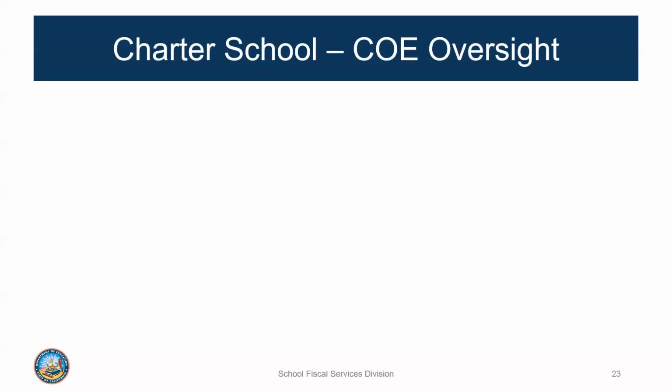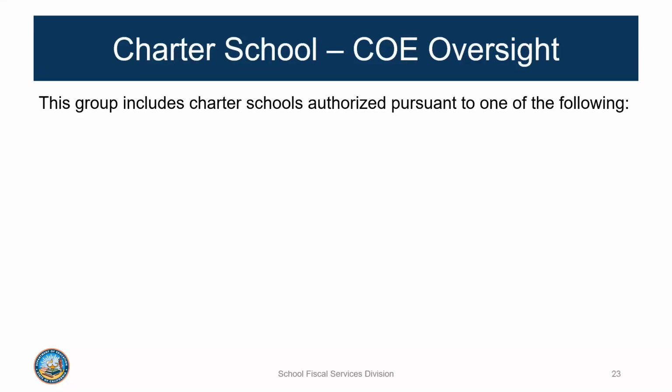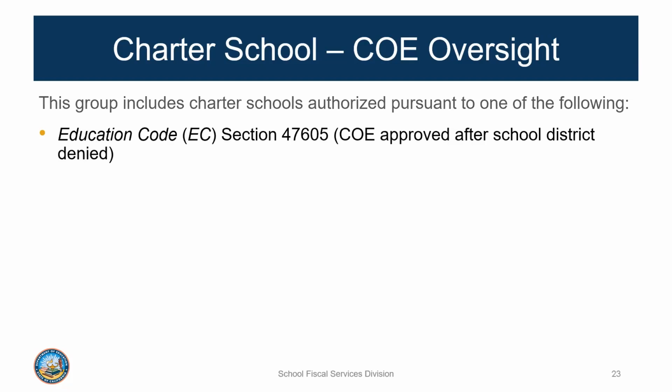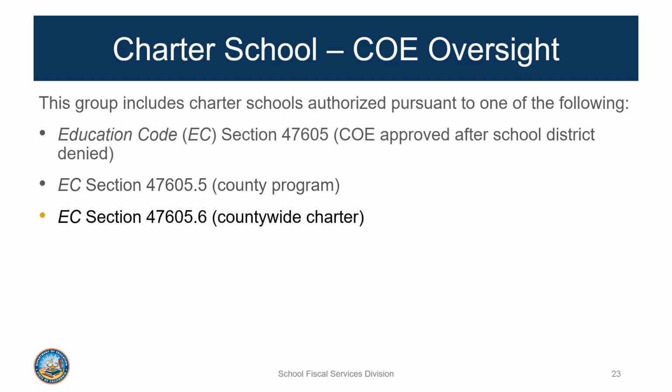So this new group that we have called Charter School COE Oversight includes the following schools. So we have our schools that were COE approved after a school district denied pursuant to Education Code Section 47605. This group also includes county program charters pursuant to Section 47605.5. This group also includes county-wide charters authorized pursuant to Ed Code 47605.6.